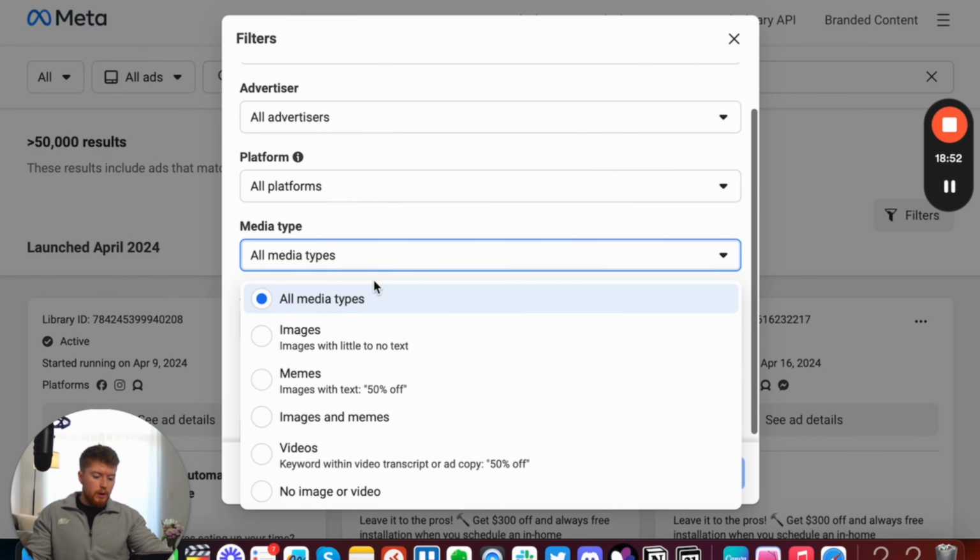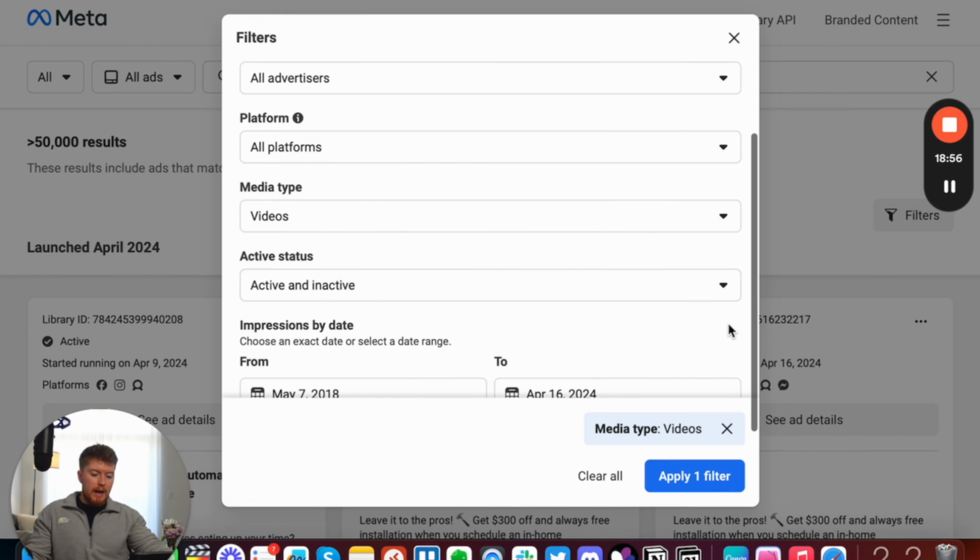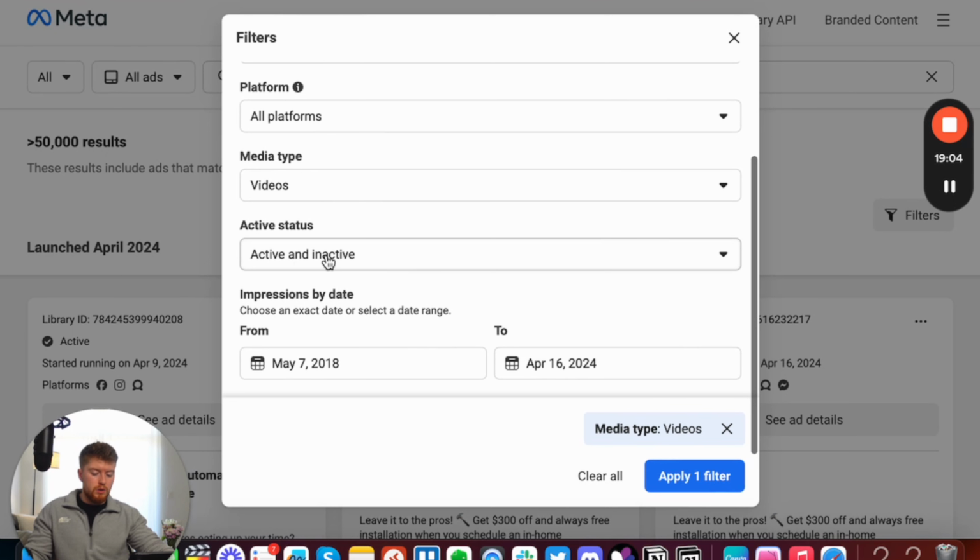And this is where we want to actually sort by videos. A lot of advertisers selling products are using videos. Even if you're using images, these people are using videos to sell their products. So this is how we can sort and see what they're actually advertising.